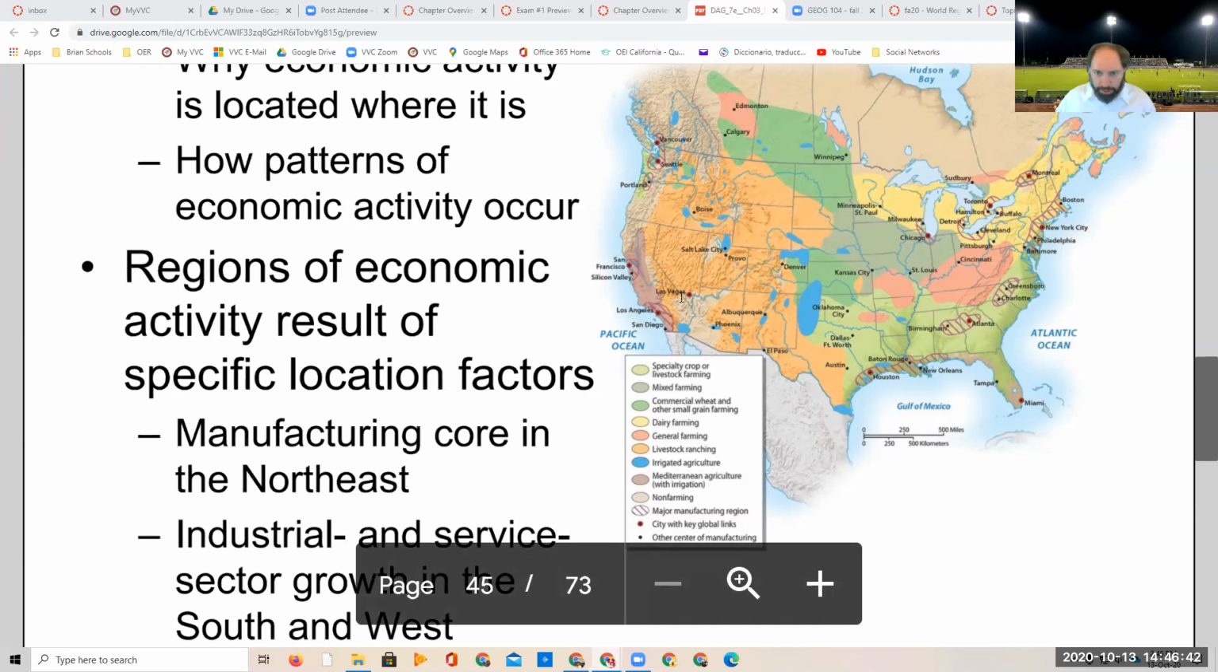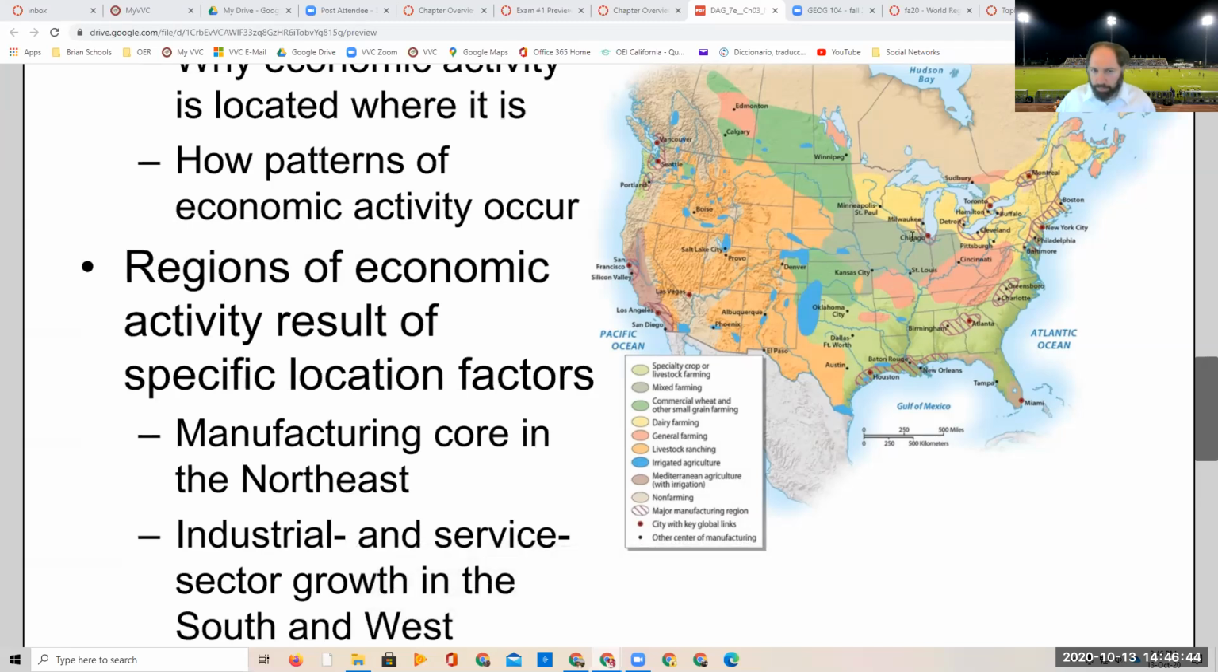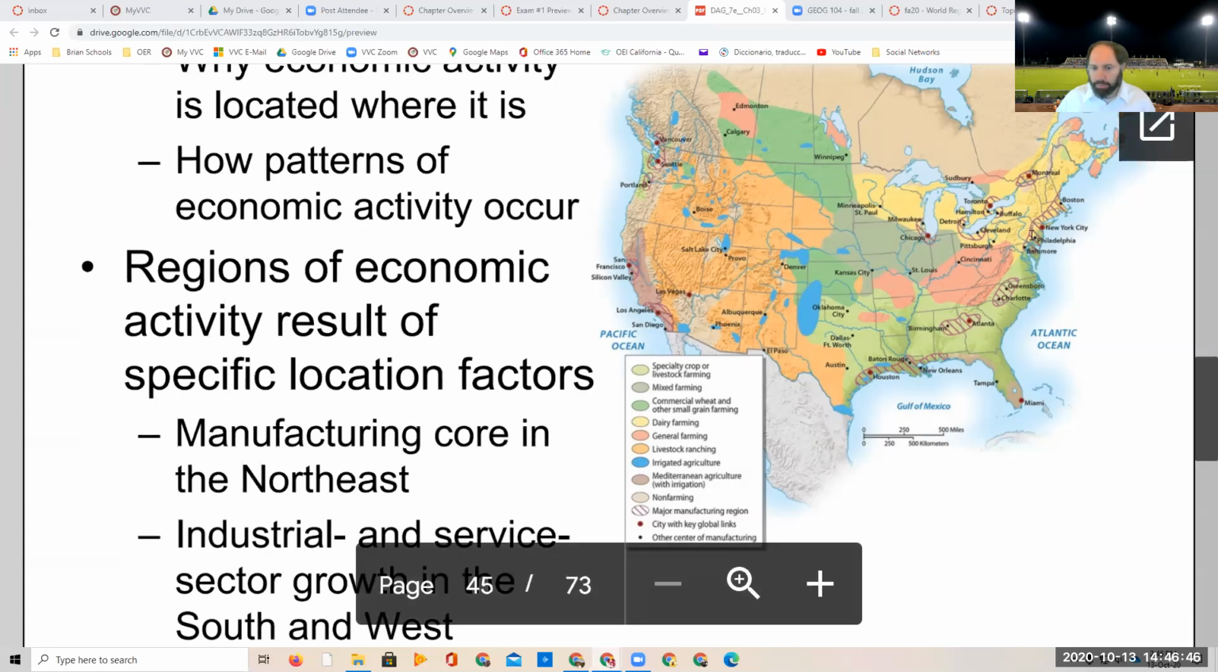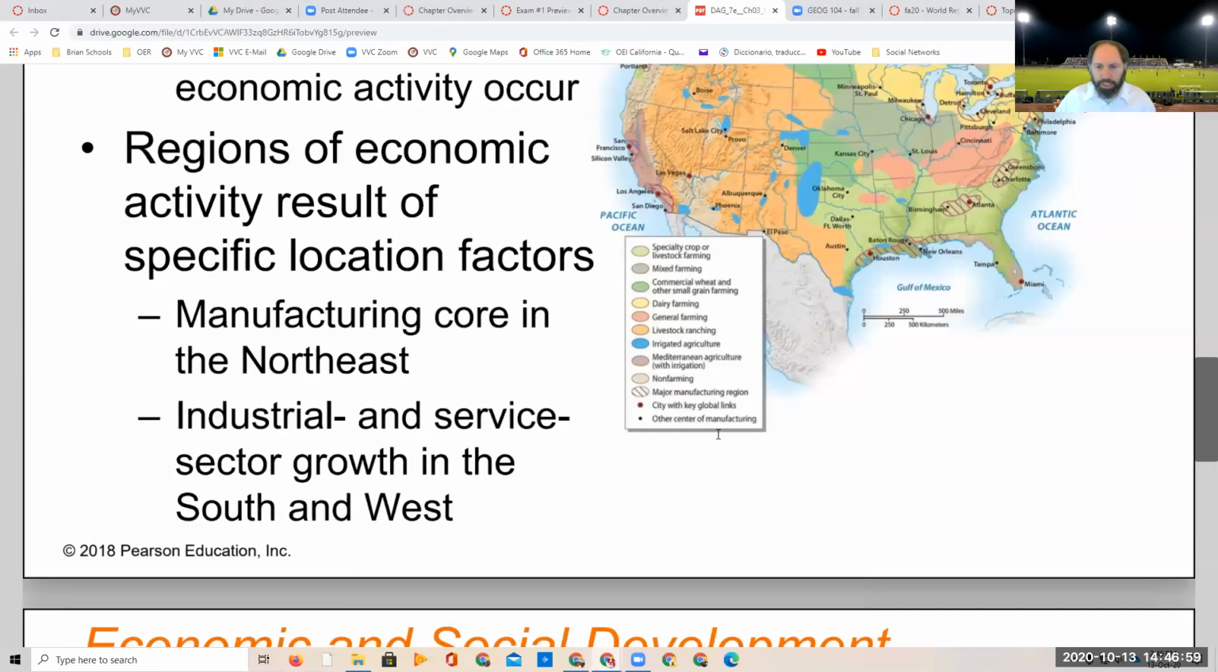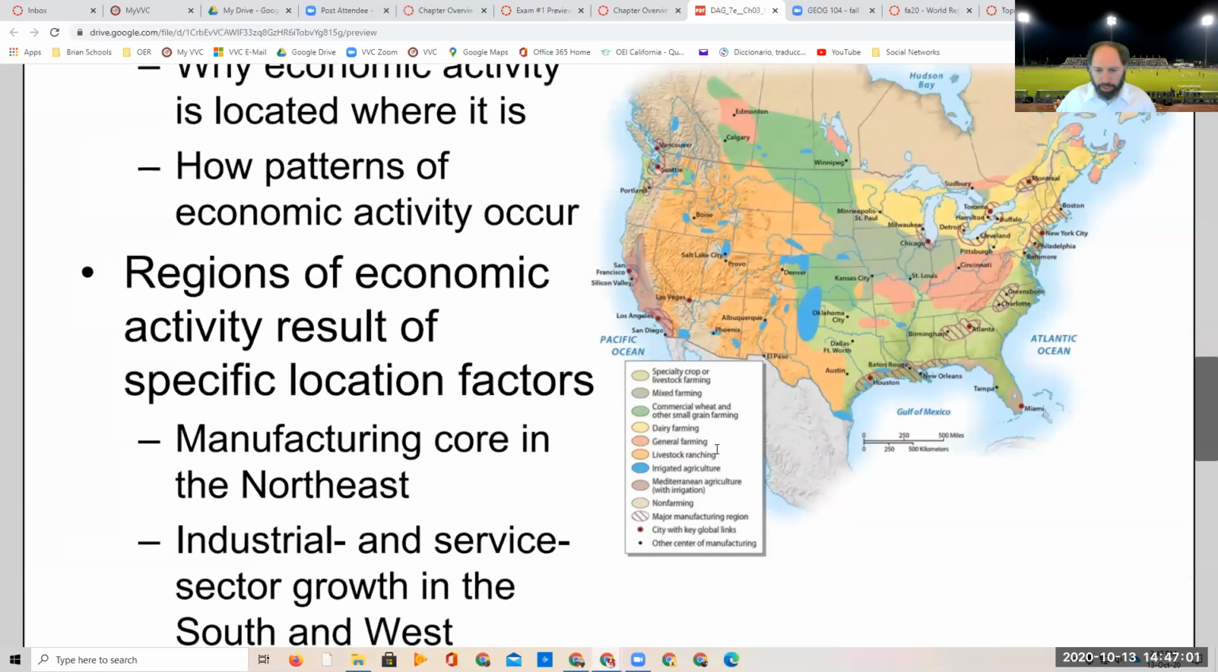Okay, other ones here. What do these red dot cities mean? Anyone see that there? What does it say? Those are the major cities, right? The major cities with key global links. Okay, links to the outside world. So when I say San Francisco, what do you think about linking to the outside world? What industries are based in San Francisco that have links to the rest of the world?